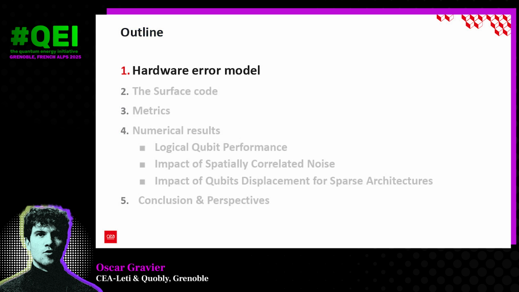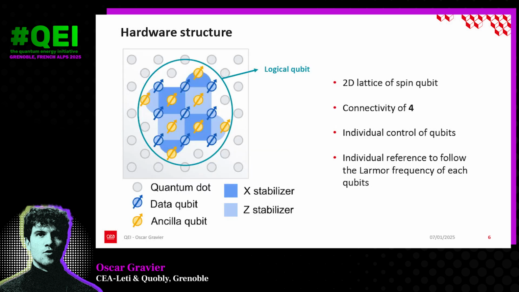For the hardware error model, as you know, we want to map a surface code on a lattice of spin qubits. To do such a simulation, we have to make big hypotheses. For example, we assume that we are able to build a 2D lattice of spin qubits, which remains very difficult actually, with a connectivity of 4 between qubits. We assume that we are able to do individual manipulation of qubits, and that each qubit can be followed by a dedicated reference in order to cancel its Larmor frequency in time.